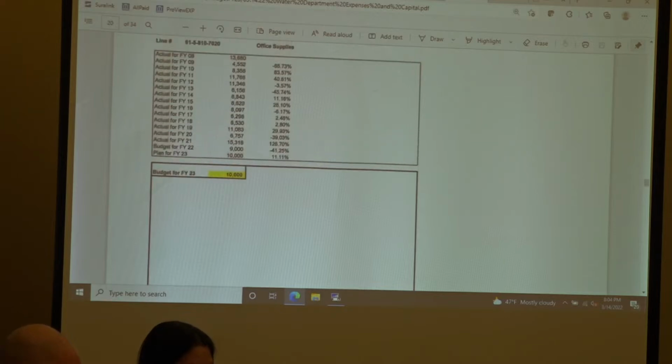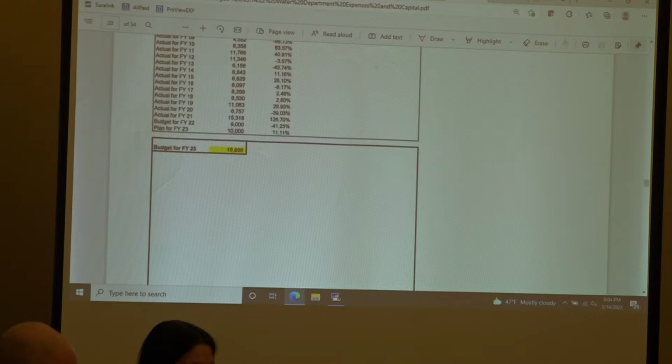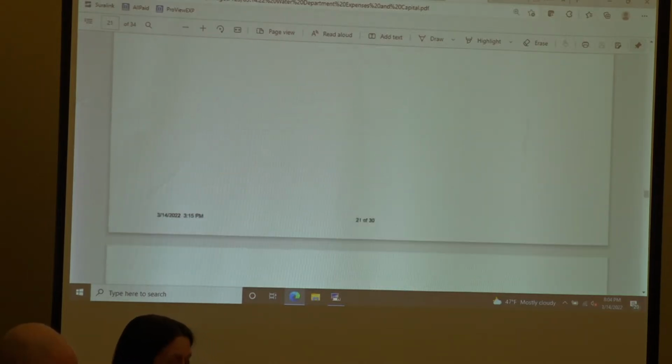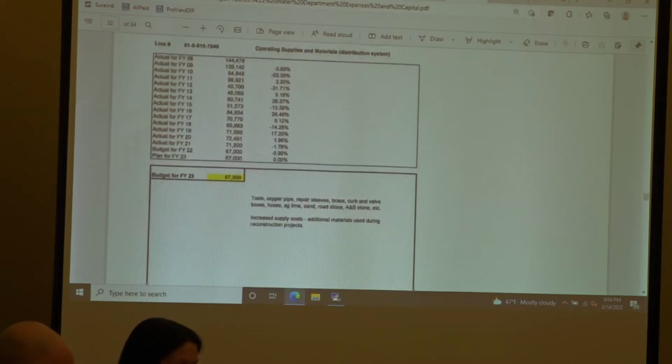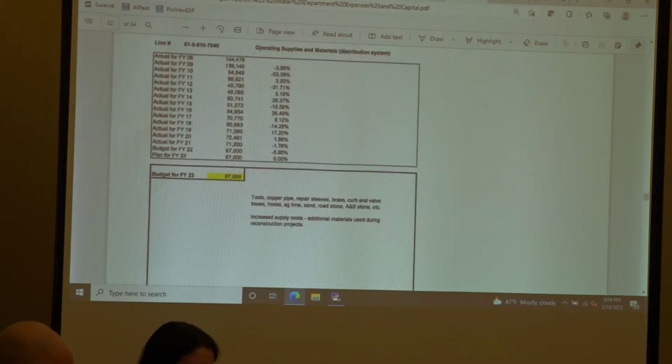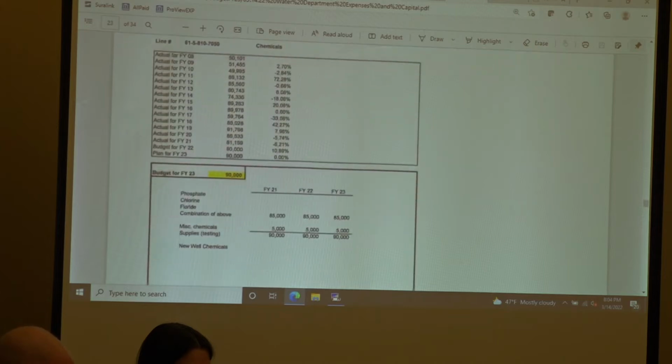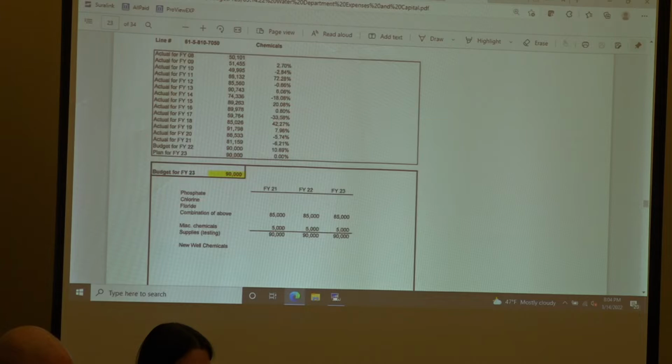Office supplies, 10,000, same as last year. Gas and oil, 20,000, same as last year. Operating supplies, as far as on the distribution side, 67,000, same as last year. Chemicals, 90,000, same as last year.